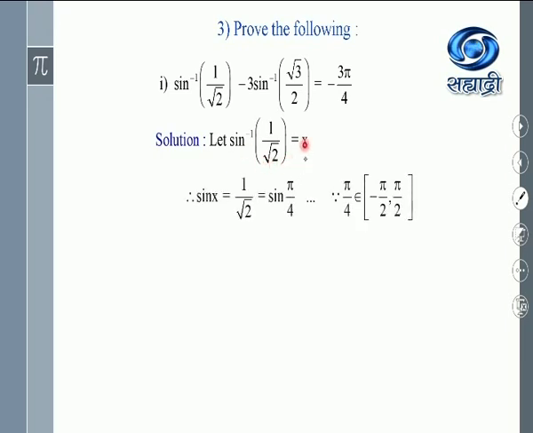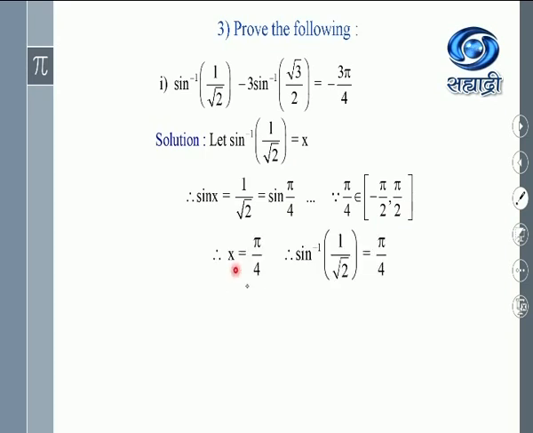Therefore, sine of x by definition is equal to 1 upon root 2. We know sine 45 degrees is equal to 1 upon root 2. That is, sine pi by 4 is equal to 1 upon root 2. Recall the principal value branch for sine inverse, which is the closed interval minus pi by 2 to pi by 2, and this angle pi by 4 belongs to the principal value branch.